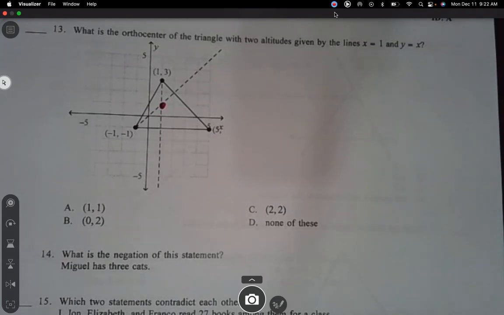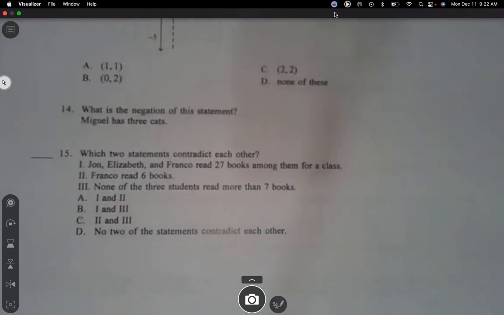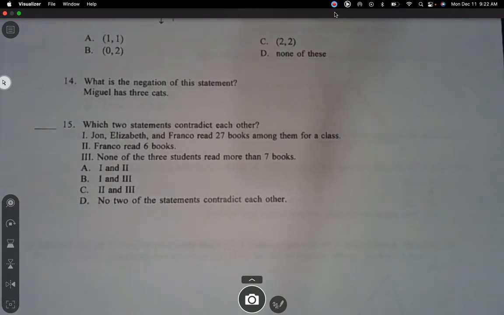Let's keep going. Yeah? 14. What's the negation of this statement? It says Miguel has 3 cats. We are going to say, Tanner, we are not going to say that Miguel has a dog. We are going to say Miguel does not have 3 cats.